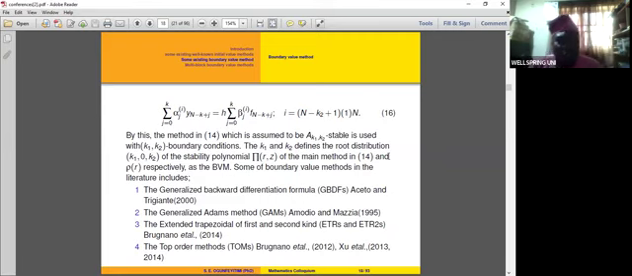By this, the method in 14, which is assumed to be what? (k1, k2)-stable is used with (k1, k2) boundary conditions. We need to know that the k1, k2 we are talking about, the k1 is telling us the number of roots inside the unit circle. The k2 is telling us the number of roots outside the unit circle. We must have found the stability polynomial before we can talk about k1, k2. When we find the stability polynomial of the method, it will give us some roots inside and some roots outside.